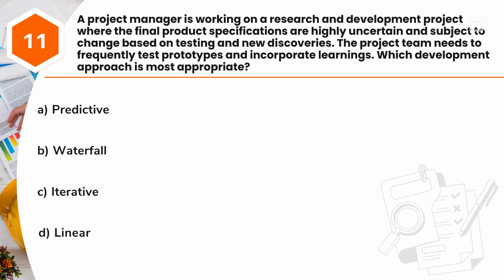Question 11. A project manager is working on a research and development project where the final product specifications are highly uncertain and subject to change based on testing and new discoveries. The project team needs to frequently test prototypes and incorporate learnings. Which development approach is most appropriate? A. Predictive. B. Waterfall. C. Iterative. D. Linear.